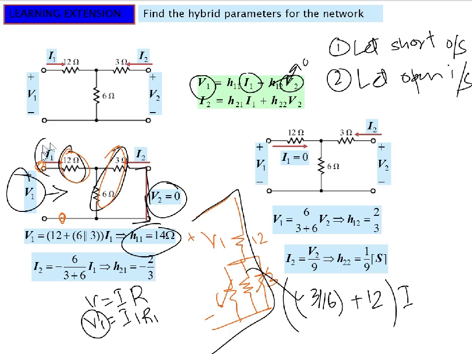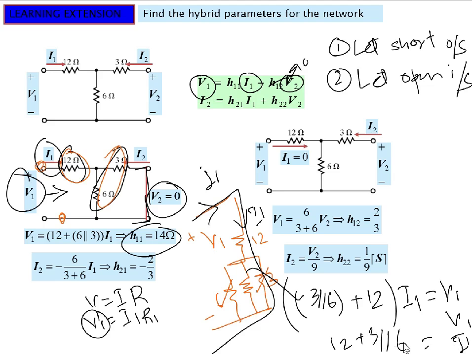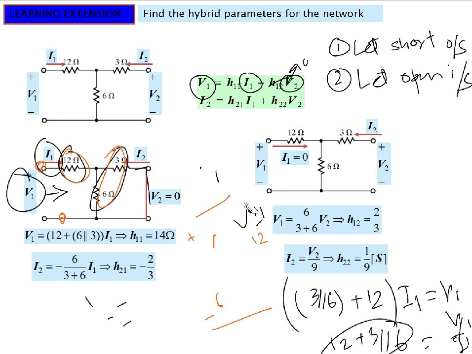What was the current flowing inside this? I1, I1, I1. So the same I1 is flowing. So V1 by I1 gives us 12 plus 3 parallel 6. So this is the same thing as we discussed by the method before. Just find the input impedance, and that is our H11. Let's clear up these drawings and writings.